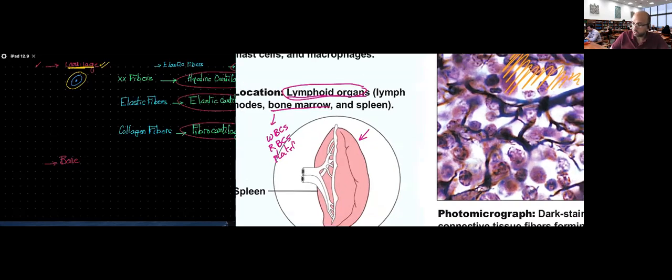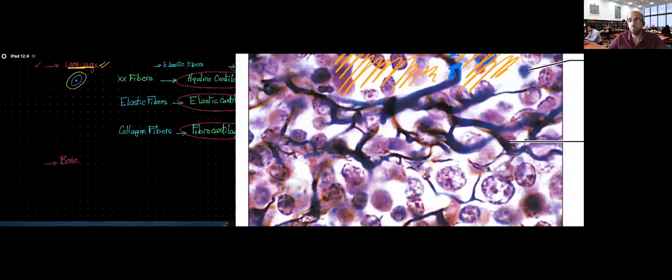And actually, the slide here tells me everything. It tells me this is a reticular connective tissue when you identify the type of fibers. As you look around, you will see a lot of cells. Those are immature white blood cells. And where do I have immature white blood cells? In my lymphoid organs: my spleen, lymph nodes, and bone marrow.